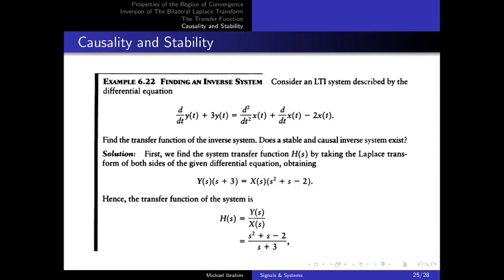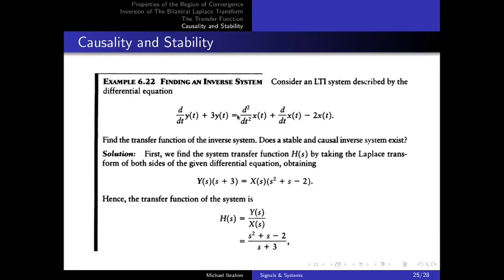In this example, we are given this differential equation and we need to find the transfer function of the inverse system, and whether this system is causal or stable. We need to determine if this system is causal and stable. What is the inverse system? The inverse system is a system whose transfer function is 1 over the transfer function of this system.